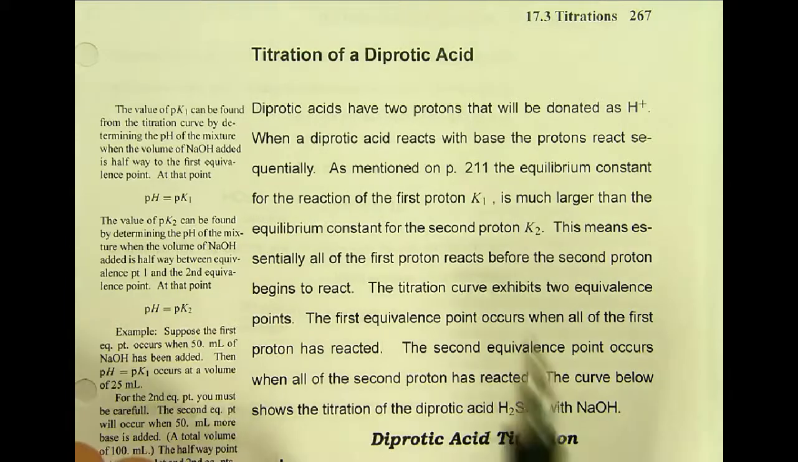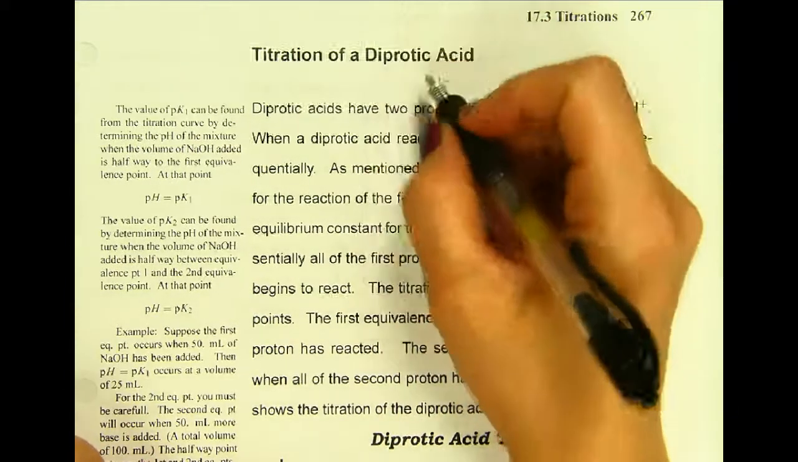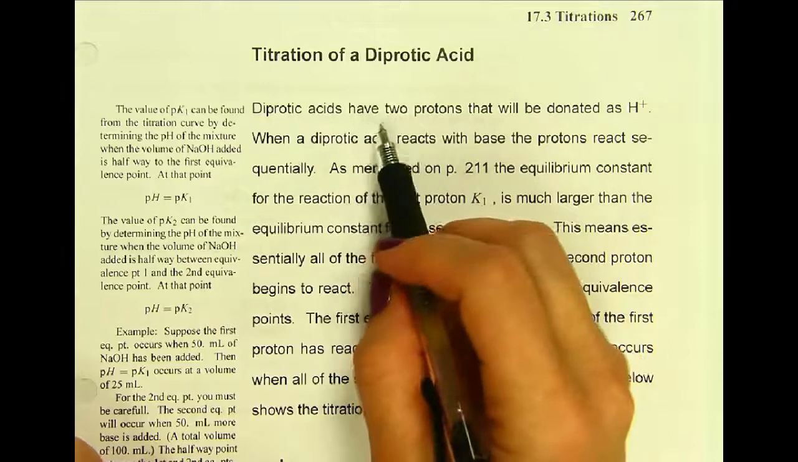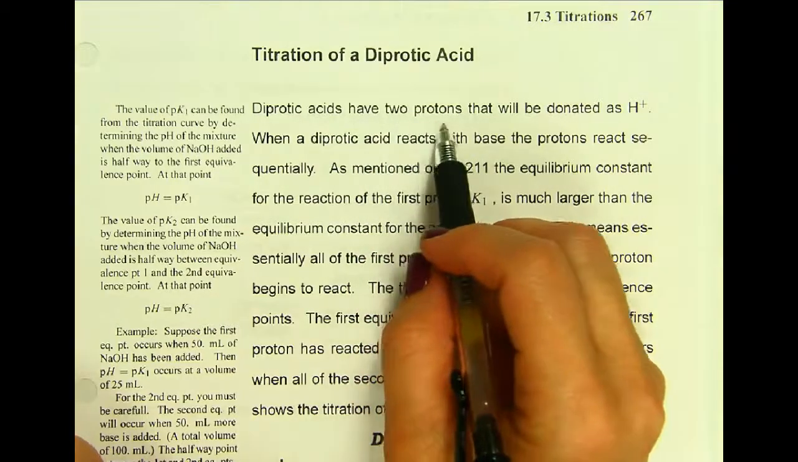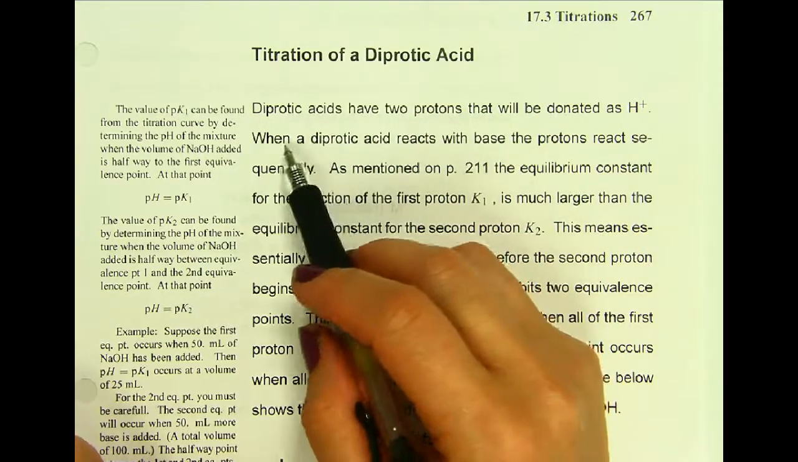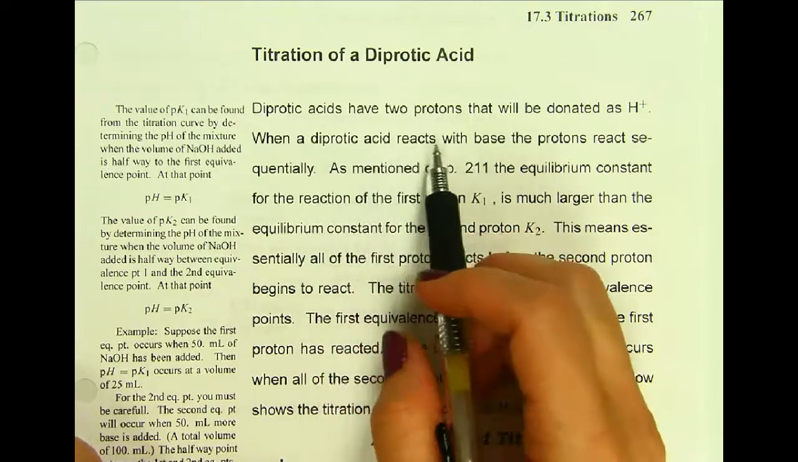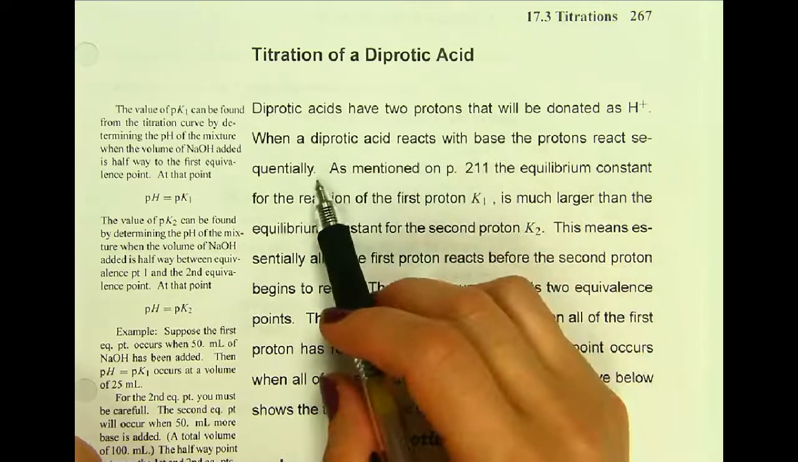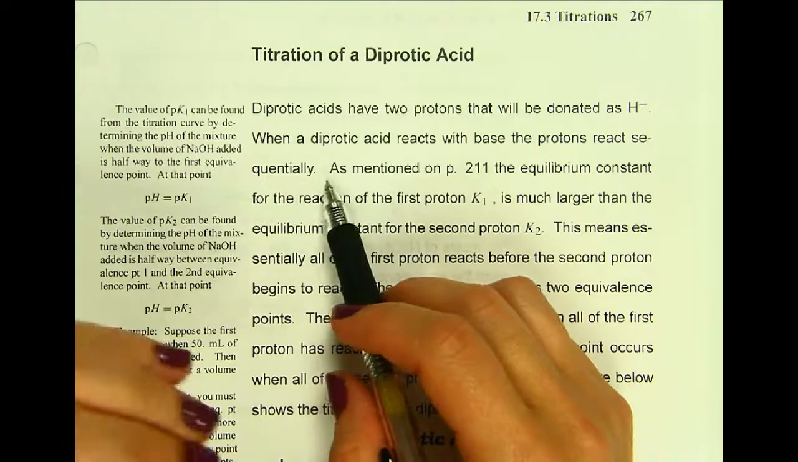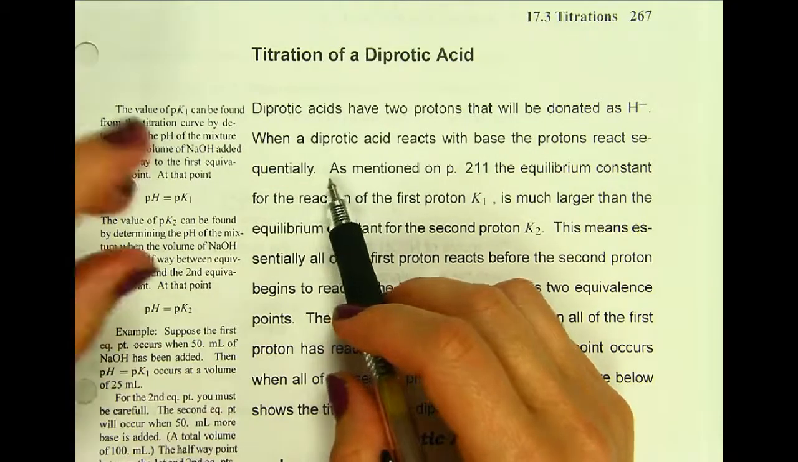Titration of a diprotic acid. Remember, diprotic means it has two hydrogens. Diprotic acids have two protons, or two hydrogens, that will be donated as H+. When a diprotic acid reacts with base, the protons react sequentially. That means one hydrogen first and then the second hydrogen.